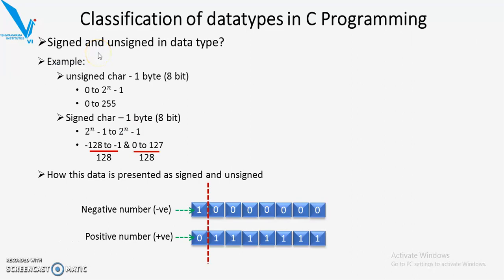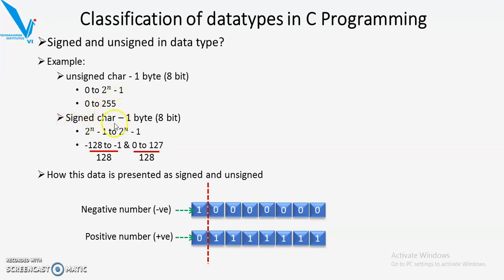Now, what are signed and unsigned in data types? We'll see that with one example. Suppose we have an unsigned character, that is of 1 byte. In the 1 byte we have a total of 8 bits. As we know, unsigned is used to store only 0 or positive values. So we can consider these 8 bits as 0 to 2 raised to the power n minus 1, where n is the number of bits. So it gives the value from 0 to 255.